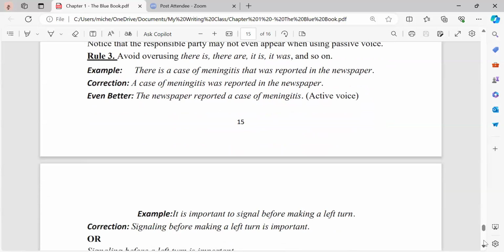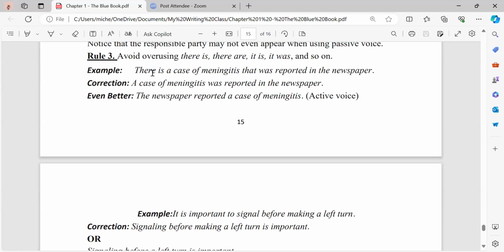So now we are on to rule number three. Avoid overusing there is, there are, this, it was, and so on. For example: there is a case of meningitis that was reported in the newspaper. We can actually eliminate the words there is right here. Just saying that a case of meningitis was reported in the newspaper is already enough.